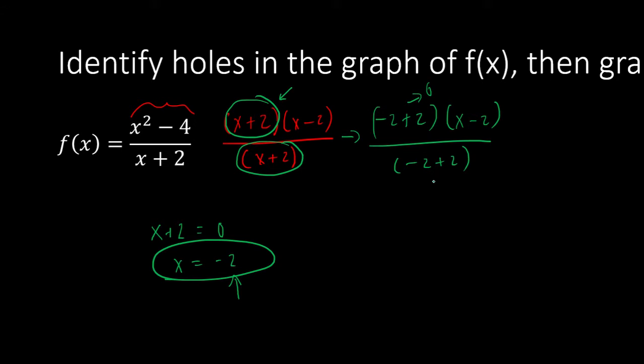That is equal to 0. This is equal to 0. So I have 0 over 0. This is a hole. I have a hole when x equals negative 2. So that's good to know.